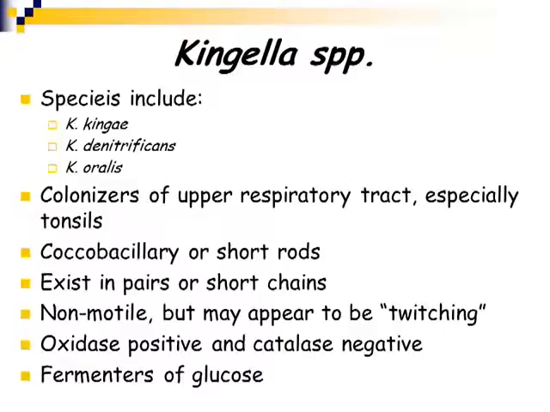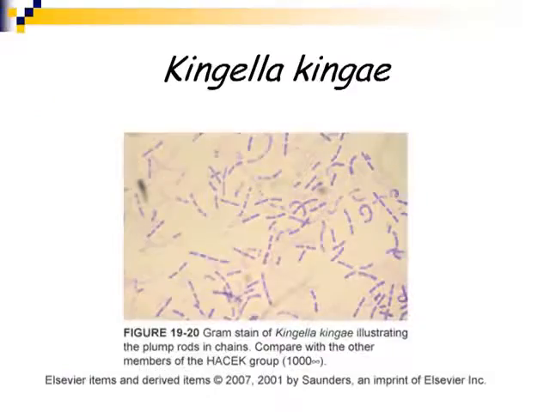They are non-motile, but if you were to do a wet mount on these organisms, they would look like they were twitching. They're oxidase positive, catalase negative, and they will ferment glucose. And here is a gram stain of Kingella, and these are larger. They can be small, they can be medium shaped. They will chain together so they look longer because of the chaining.